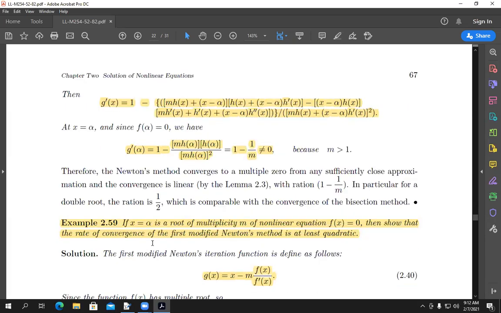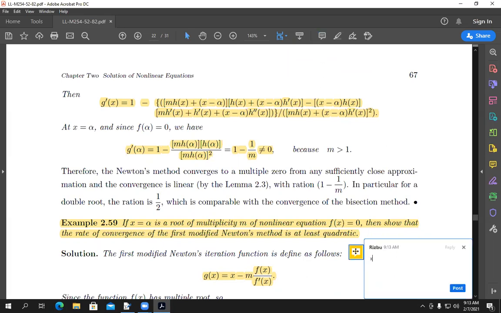This is a problem I give. I say if x is equal to alpha is a root of multiplicity m of the nonlinear equation, show that the rate of convergence of the modified Newton method is at least quadratic. At least quadratic means g dash alpha must equal 0. So the first thing you always have to do, as I told you, when you are dealing with the order of convergence, you always need g. And what is the modified Newton formula in the form of g?